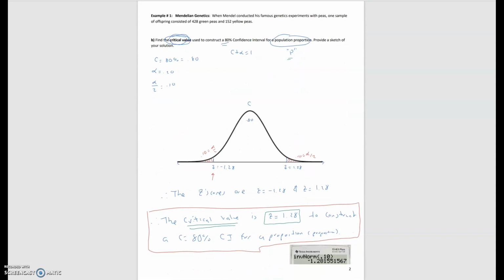In this particular problem, they're not asking us to construct the confidence interval. They just want the critical value. So the critical value is going to be positive 1.28. If they're asking for a sketch, we're expecting a bell-shaped curve where you label both of the z values, or depending on the variable that we're using, the values of C and then the alphas. That's actually it for this one.